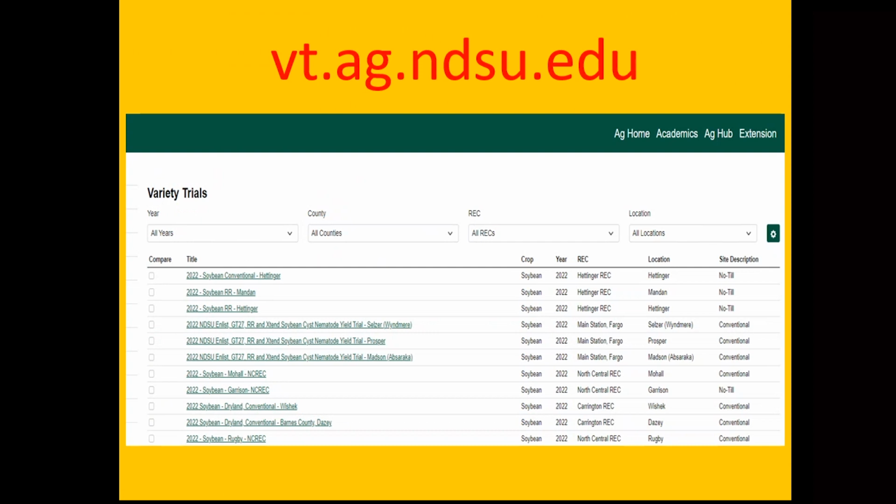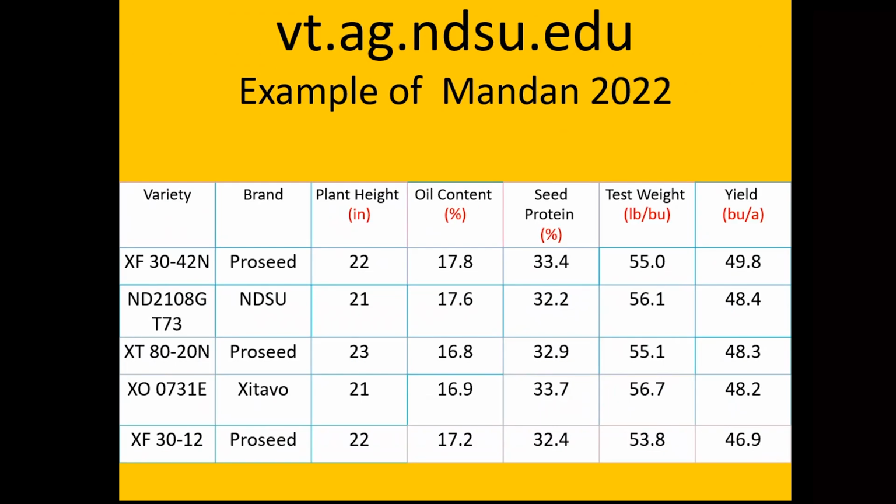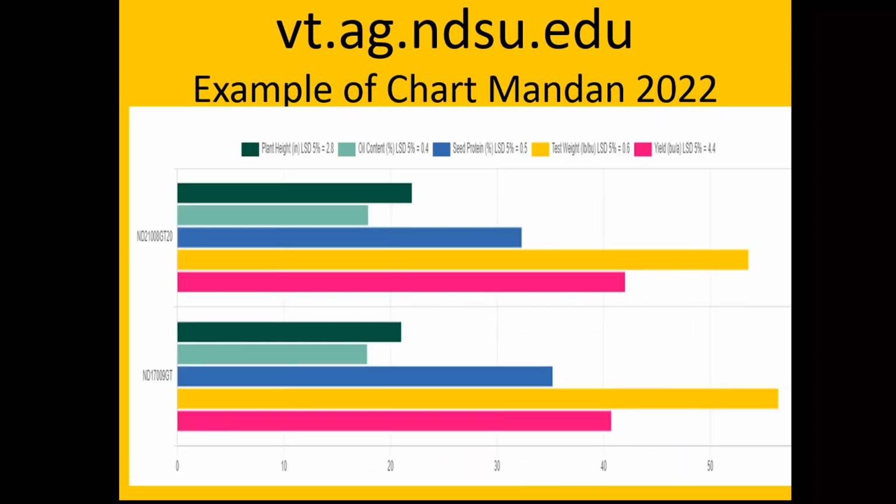You go to the site, you get a lot of the various locations where trials have been done. I'm clicking on one here, a trial in Mandan, but you could select any of them. Here we have the variety, the brand, plant height, oil, seed, test weight, and yield. The interesting thing about this tool is that you can click on any of the headings at the top, for instance variety, and it will organize it alphabetically, or you go by yield and you go from top to bottom or bottom to top. So you can manipulate this to easily find some of the different varieties. That's a tool to help you make better decisions.